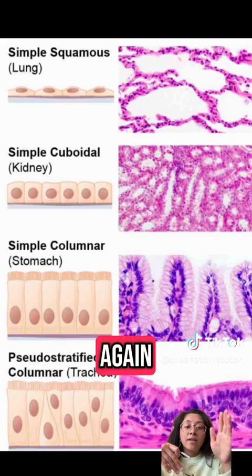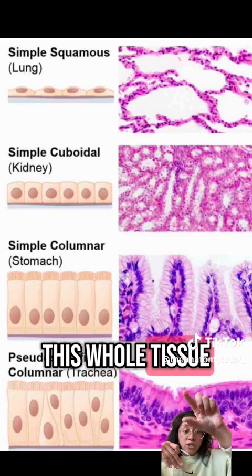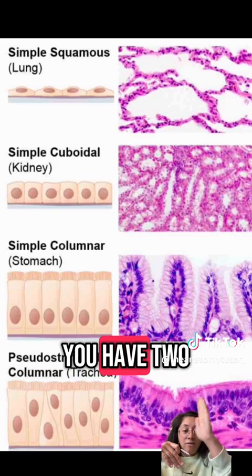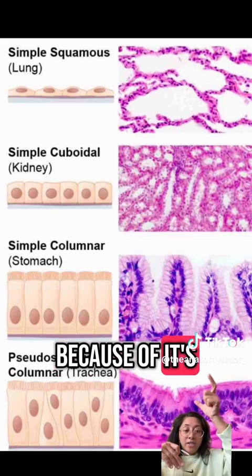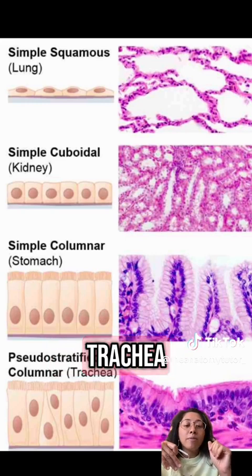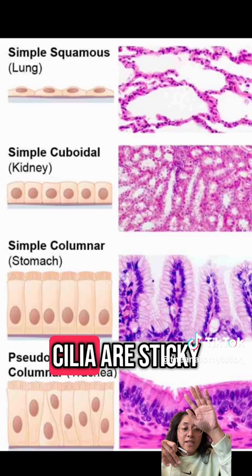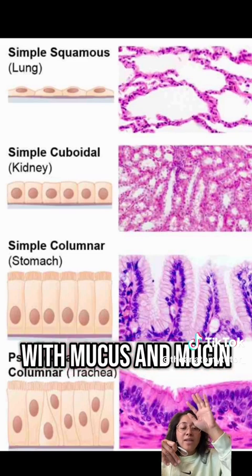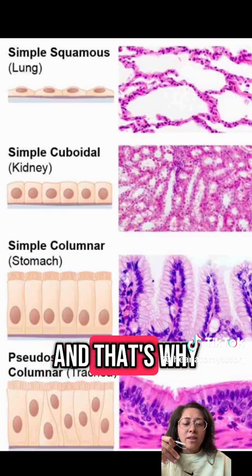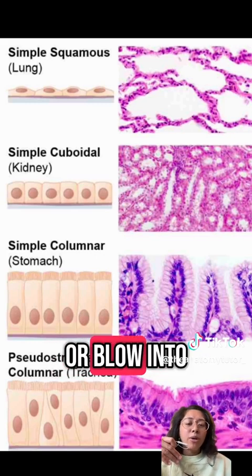So again, there's that free space. If you imagine this whole tissue, think of it vertical and then parallel, so that now you have two sides of it because it's lining the tube of your airway, of your trachea, or your windpipe as we call it as laypeople. And all of that cilia are sticky with mucus and mucin and trapping all the particulates. And then you cough or sneeze, and that's why you have to sneeze or blow into a tissue.